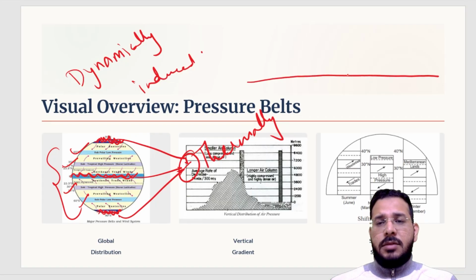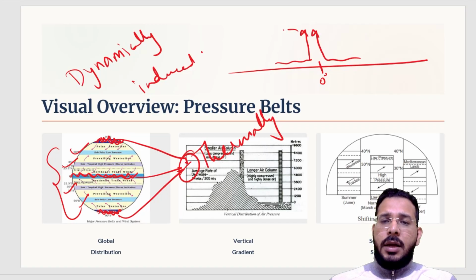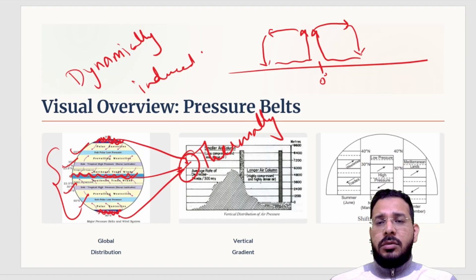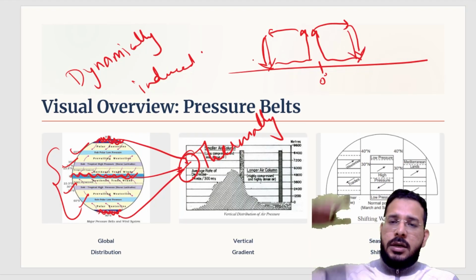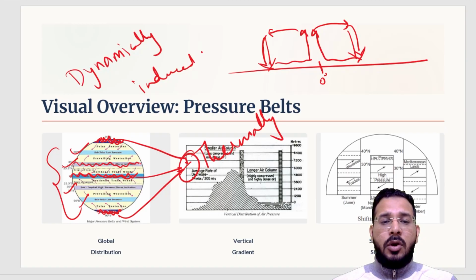If I draw this diagram, this is the equator, 0 degrees. Here the air is converging and rising above. And here it will get diverted, and it will sink down in this region. In this region where the air is sinking down, pressure is created, because of which there is high pressure. So this is called the subtropical high pressure belt.